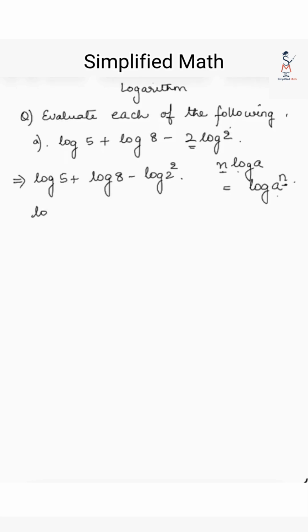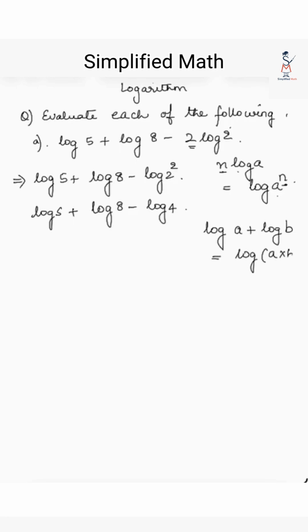So this is now log 5 plus log 8 minus log 2 squared. 2 squared is 4. So 2 2s are 4. Now again we will use the log rule, that is log a plus log b is log a into b. I'll write here log a plus log b for your reference. So this will become log 5 into 8 minus log 4.